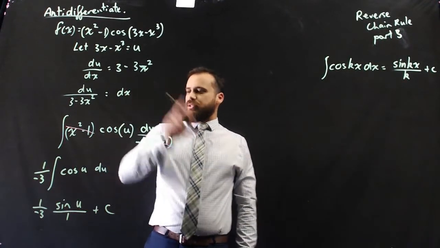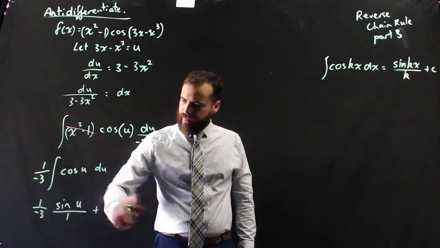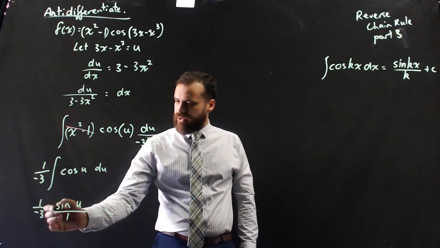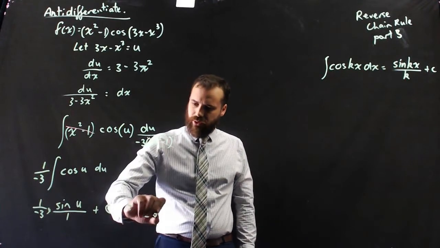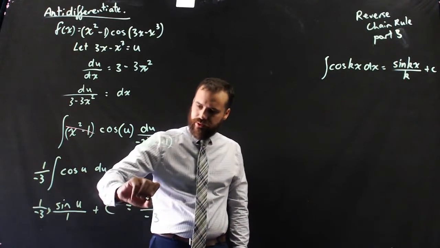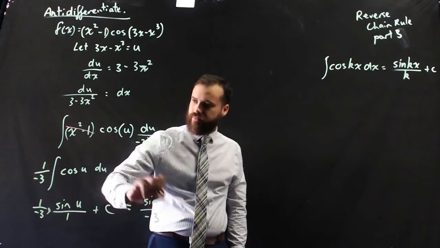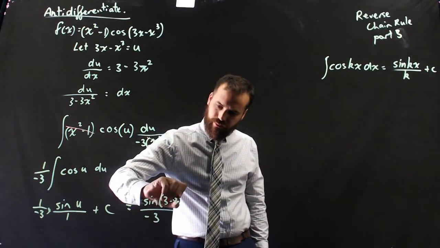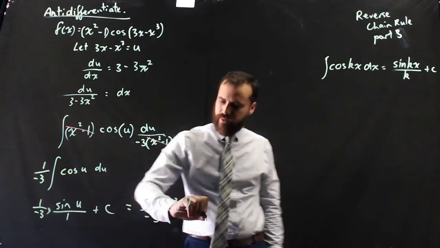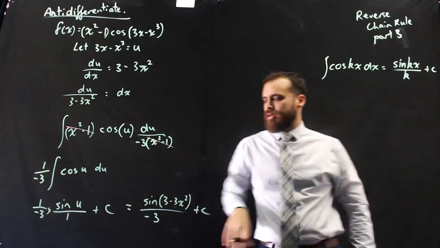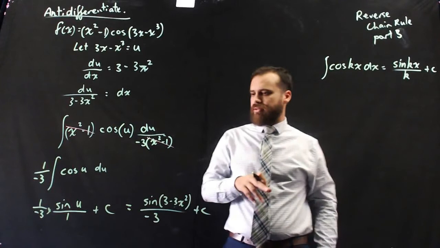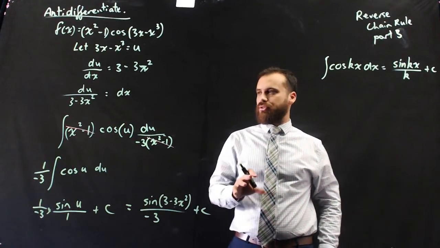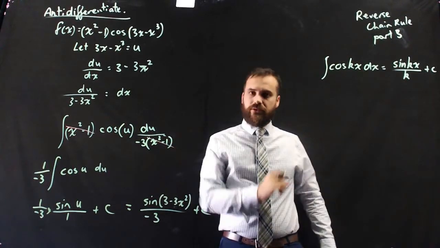The u is 3x − x³. And that times negative a third, because that can go on the bottom now. So now I end up with negative one third sin(3x − x³) plus c. Don't forget your plus c. I know I'm going to forget it a lot. Make sure you don't. Reverse chain rule.